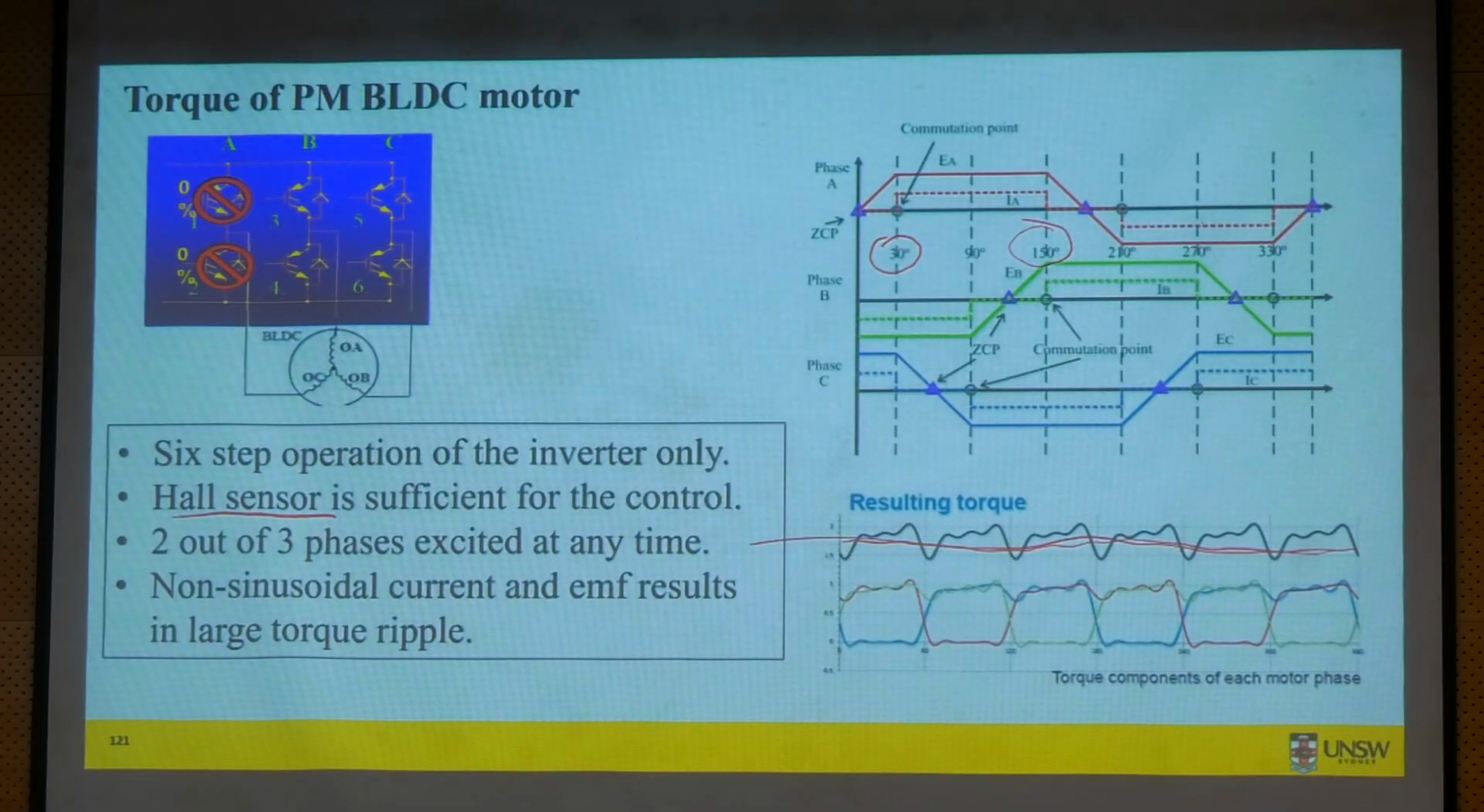And encoders are of course expensive. So compared to BLDC, that's why your inverter and control becomes more sophisticated, but you get a much more smooth torque.